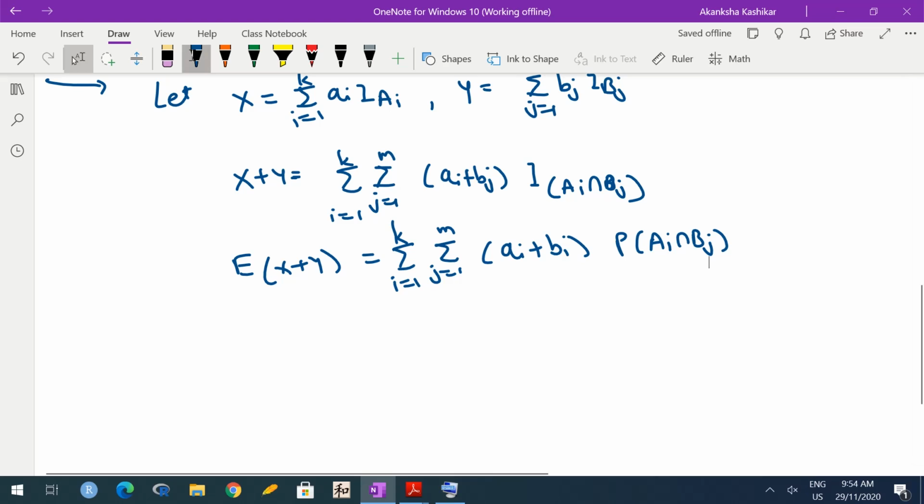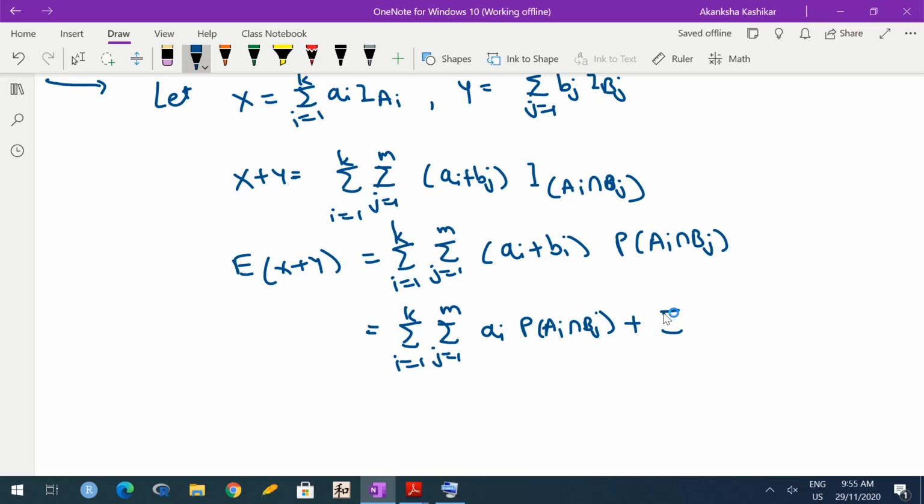Now, what we have is a finite sum because i goes from 1 to k and j goes from 1 to m. So both these are finite sums. So we can write this as the sum over i from 1 to k, sum over j from 1 to m, of ai into probability of Ai intersection Bj, plus the sum over i from 1 to k, sum over j from 1 to m, of bj into probability of Ai intersection Bj. We can separate the two terms.